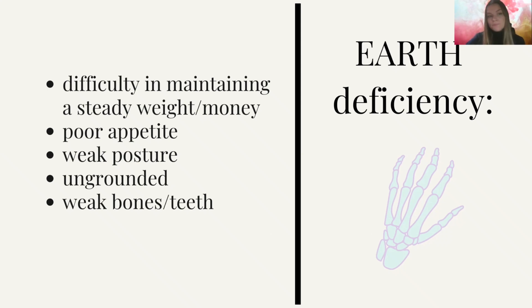Poor appetite, weak posture. So here, I mentioned earlier the development of the upper body will be very beneficial, but we will discuss the natural treatments in the next slide. The feeling of being ungrounded, and this is powerful, but I will talk about it in a minute. Weak bones and teeth, that's earth deficiency. So now, how can we balance?